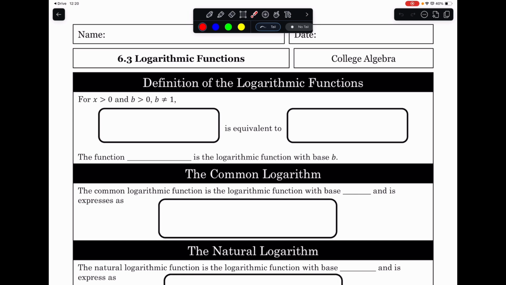A log function is the following. For the values of x greater than 0 and a base b greater than 0, not equal to 1, the equation y equals log base b of x is equivalent to the concept of b raised to the power of y equals x.